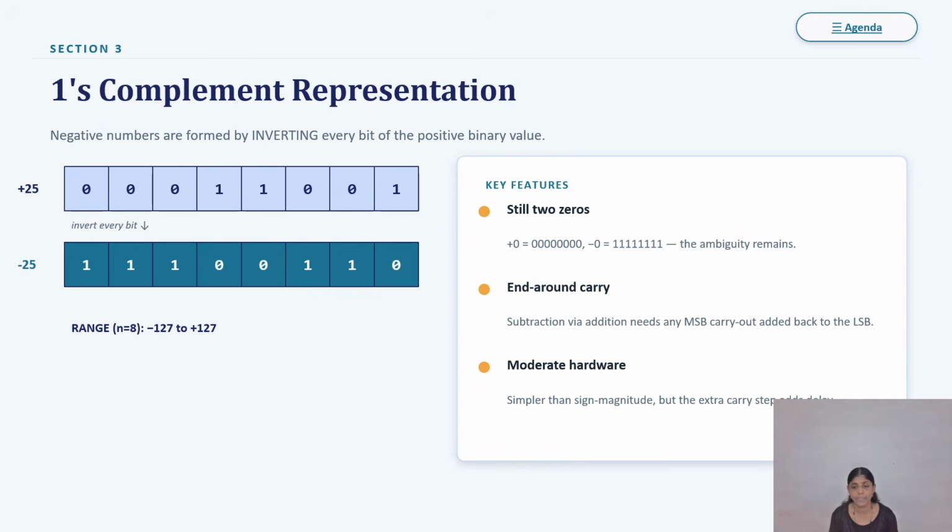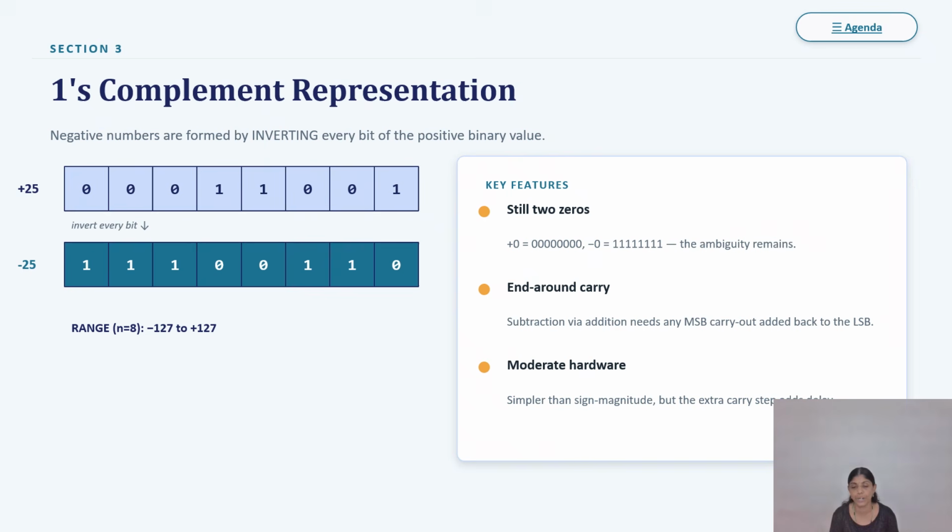End around carry is the problem here. Next one, it is a moderate hardware. But when compared with your signed magnitude, here it is the simplest one. But what is the one limitation here? You have to do the addition of end around carry.